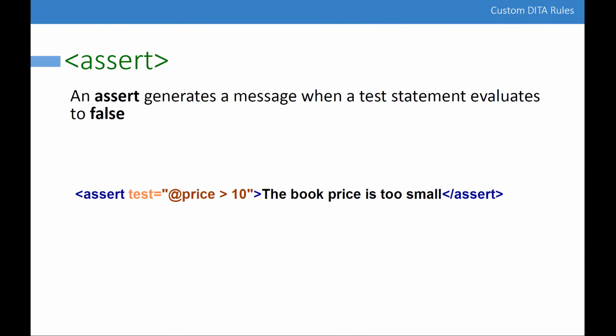On assert, it is used to test a definition or a rule that you define. And it's something like this: you assert that the price is greater than 10, and this rule is triggered when the assert goes to false. So if the price is not greater than 10, then this message will be displayed to the user. So an assert generates a message when a test evaluates to false. So if it's not true, then the message will be displayed.